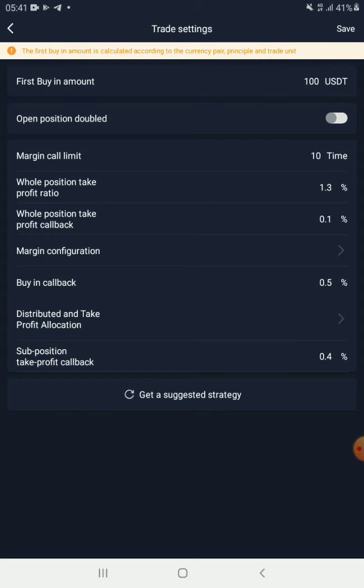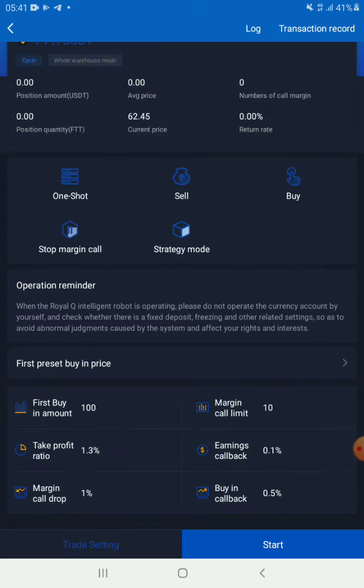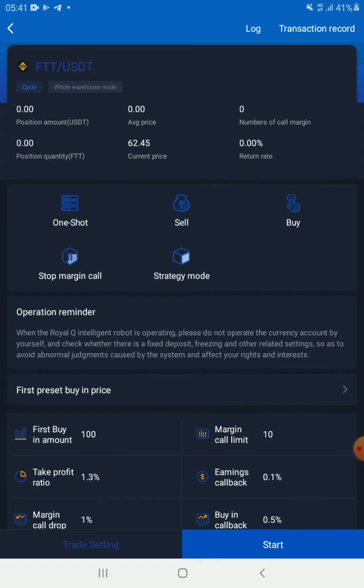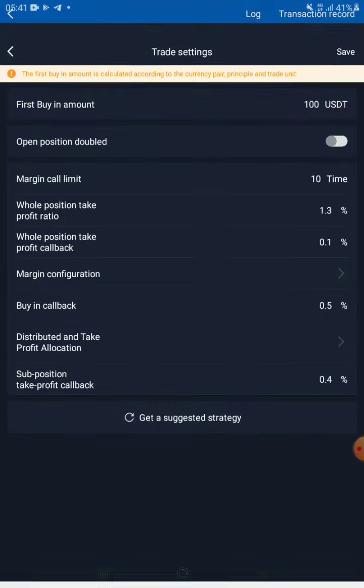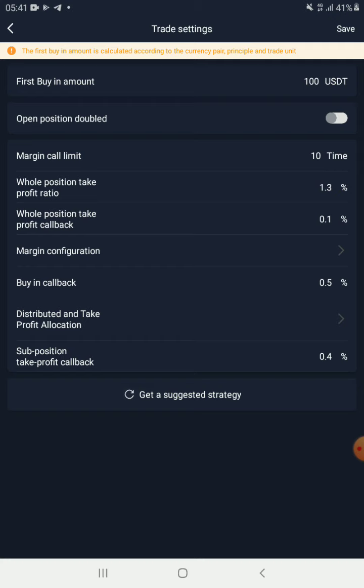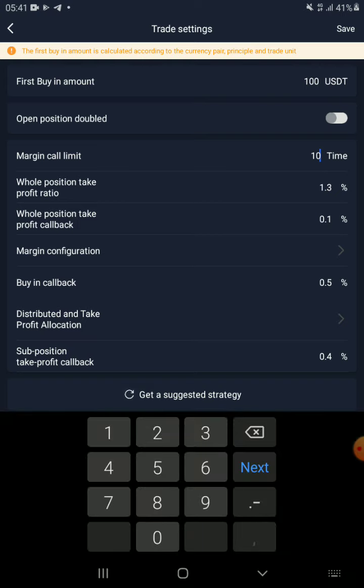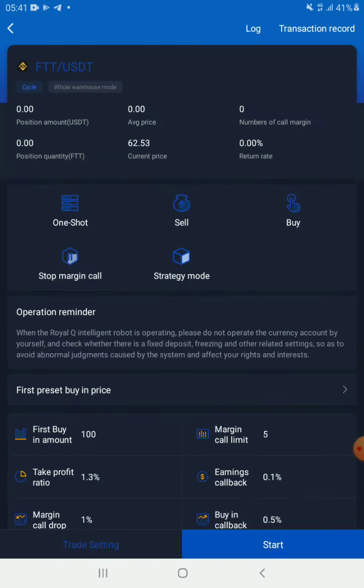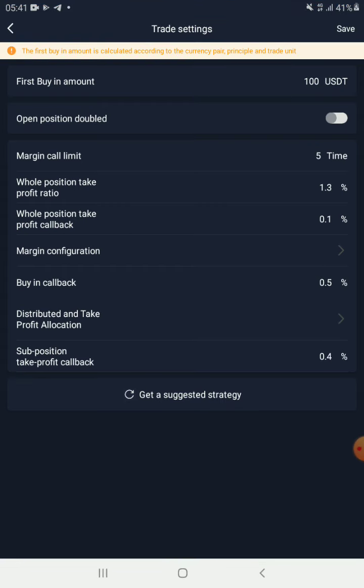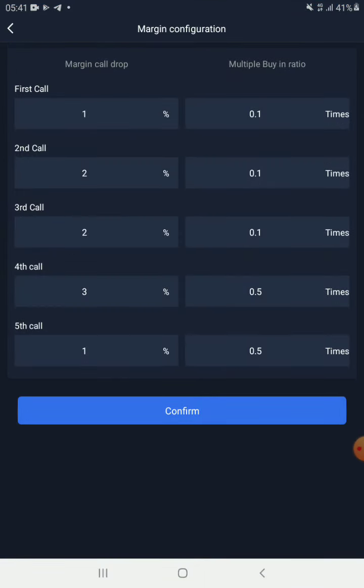So you click on save on this coin. Once you click on save, if you have the money in your account, you just tap start. Once you click on start, the rover will immediately go to buy. You can always go back to adjust, even whenever the trade is running. You can go back to adjust it to 5 margin call. I will show you now, because I've put in 5 margin call, this number will be limited to 5.